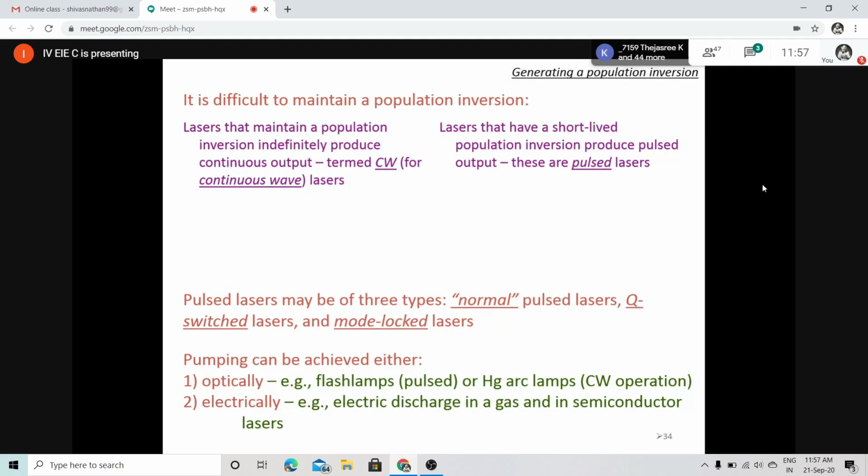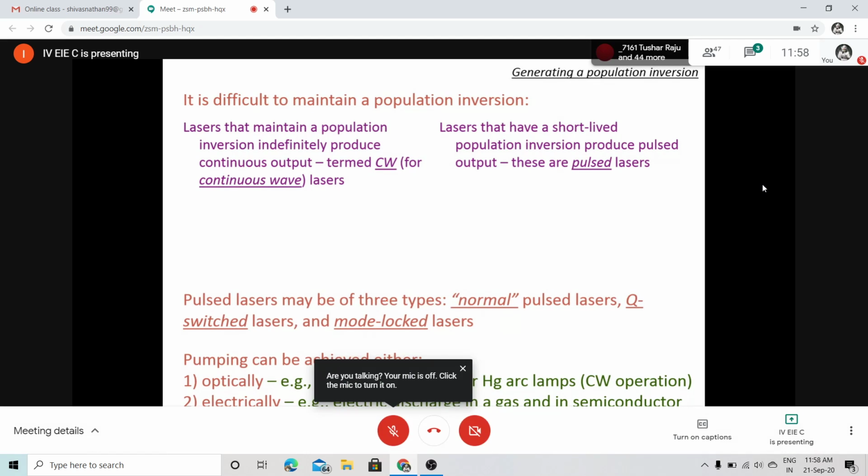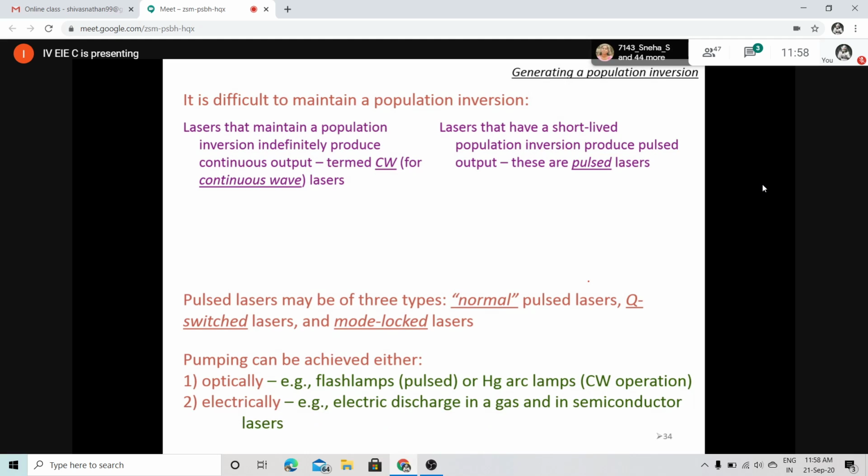Then the pulse lasers. Depending upon the laser's nature, which produces an output, we have three types. One is normal, another is Q switch laser, and the third is mode lock laser. Normal lasers have less power. Q switch lasers will have more power. And mode lock lasers produce very short duration pulses, which are associated with high energy. So in pulse lasers, we have three types: normal pulse lasers, Q switch lasers, and mode lock lasers.